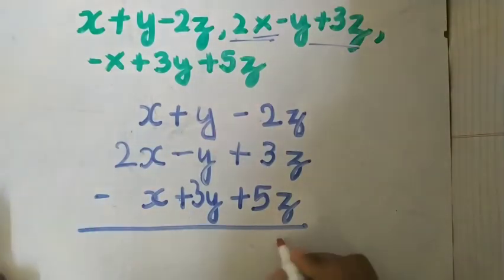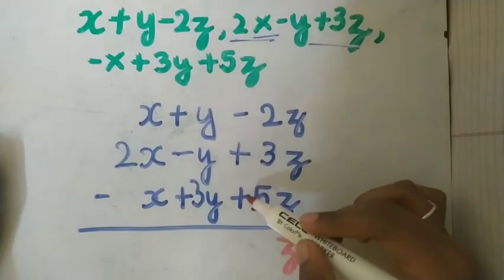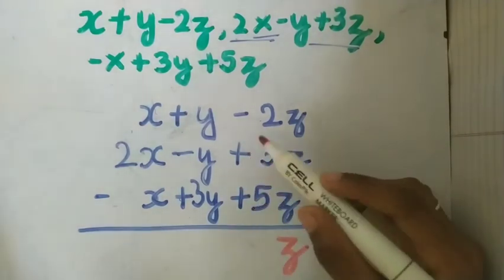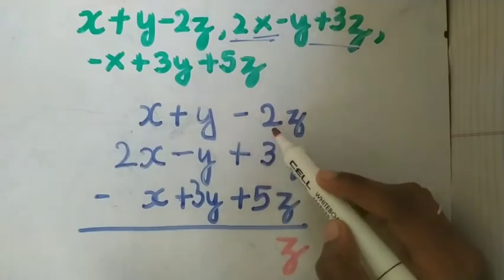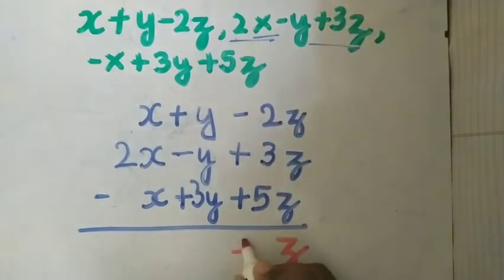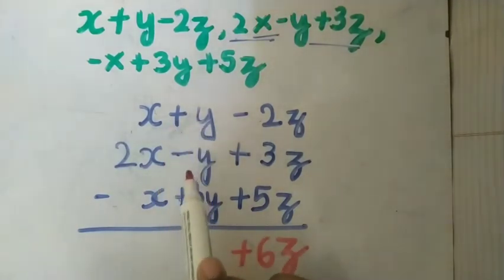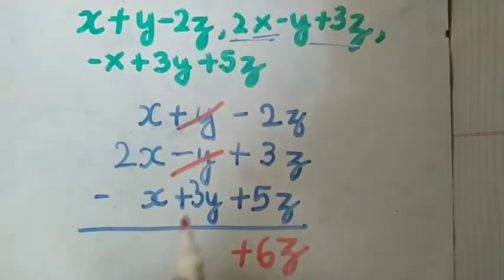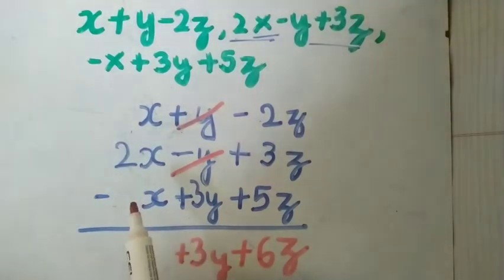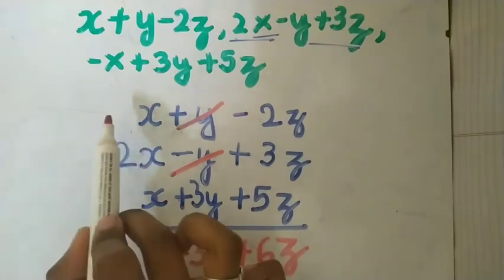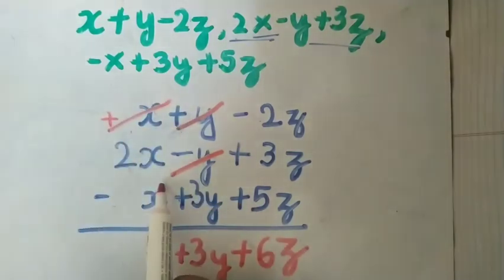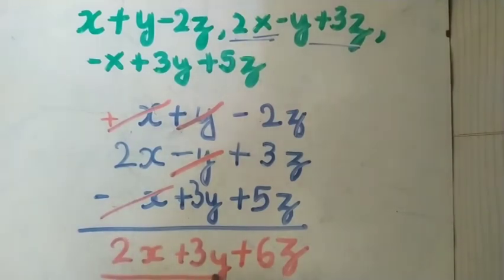So now z: plus is there, so 5 plus 3 is 8, minus is there, 8 minus 2 is 6, plus 6z. Now here plus y minus y gets cancelled, 0, so remaining is plus 3y. And now here plus x minus x gets cancelled, the remaining is 2x. The answer is 2x plus 3y plus 6z.